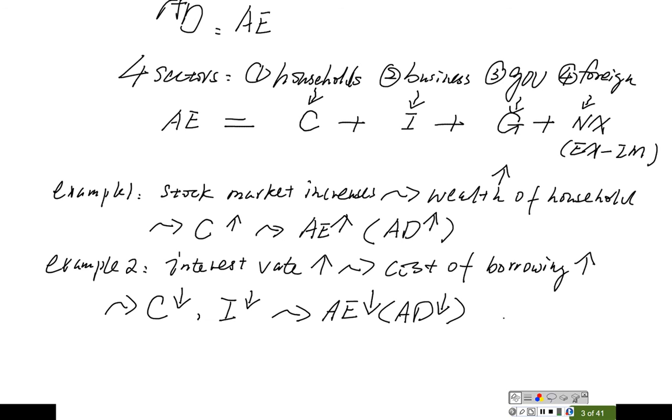So this slide basically tells you, when we analyze what happened to the aggregate demand, you need to work out what will happen to the four components: C, I, G, and X, consumption, investment, government spending, and net export. Then you can find out the answer.